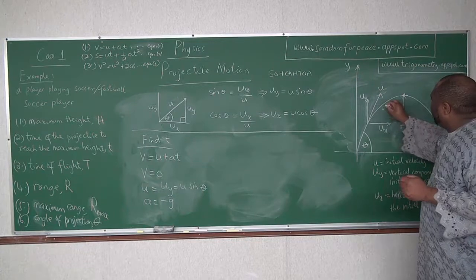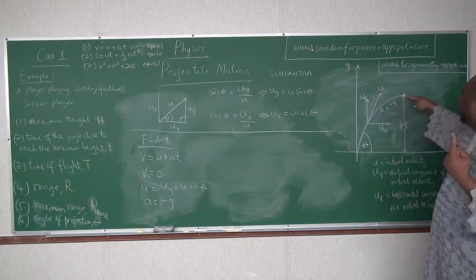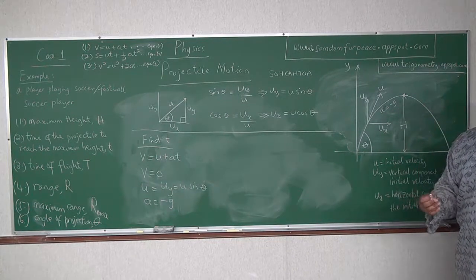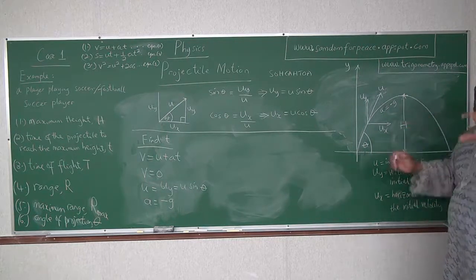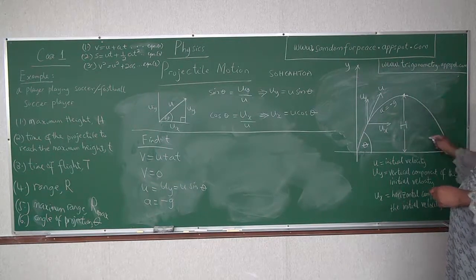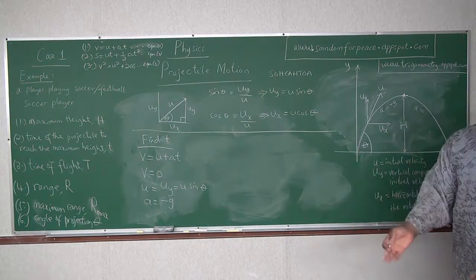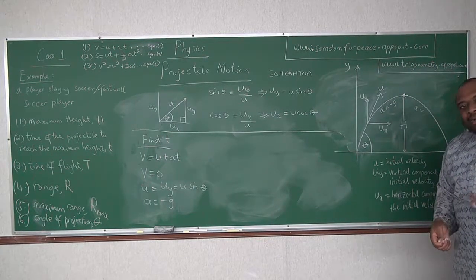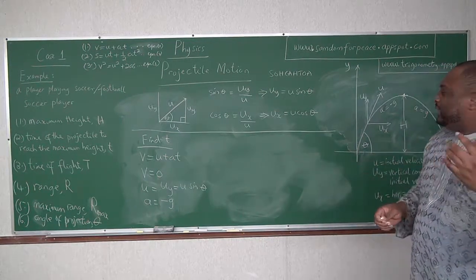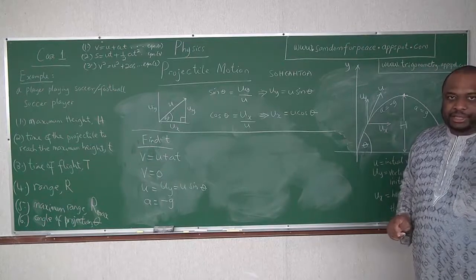A is going to be negative g from the initial point to the maximum height, because it is working against the projectile. It tries to pull it down. However, from the maximum height to the final point where the projectile wants to land, the force of gravity is working with the projectile. So in this case, A will be g. But because we want to find the time taken to reach the maximum height, A is going to be negative g in this case.